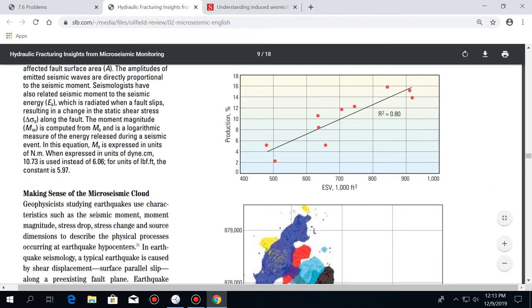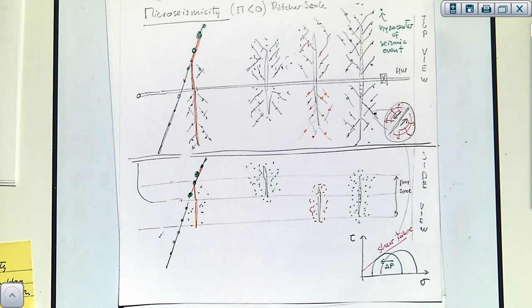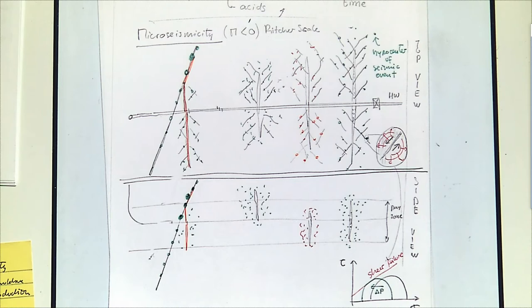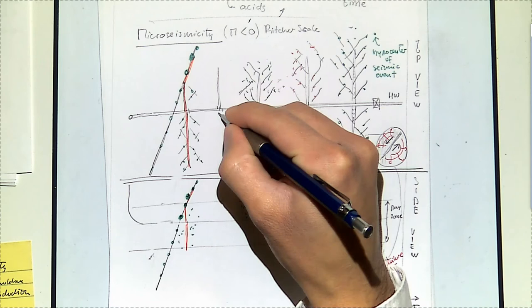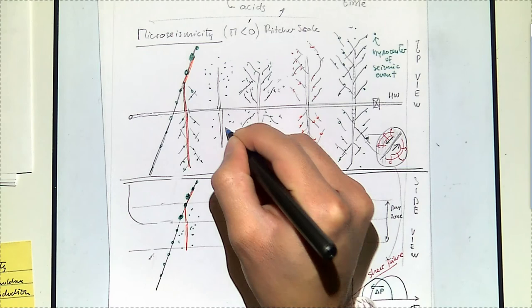Now let's talk about the stimulated reservoir volume. Okay, so why do we do this induced seismicity? We do it because it's very helpful to map how far the hydraulic fracture went and what was its influence in the rock. And that helps us trace a cloud of points that can delimit what is called an estimated reservoir volume.